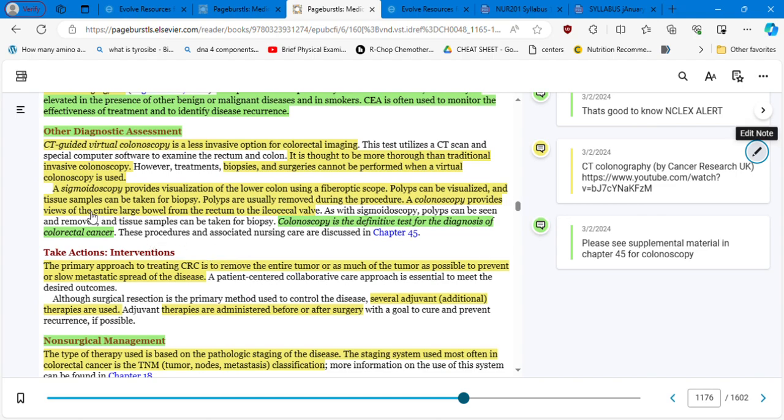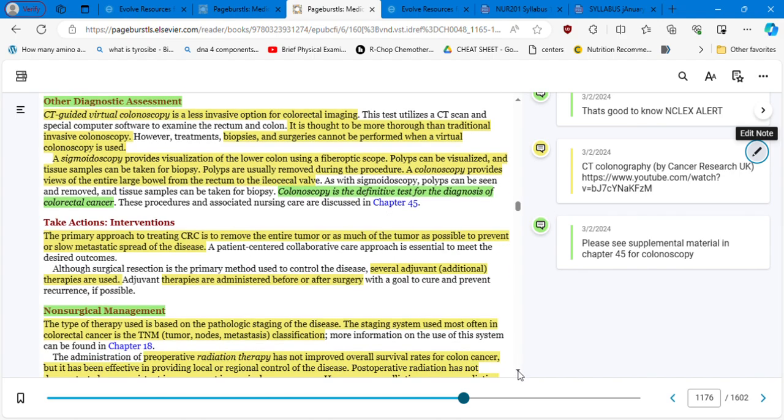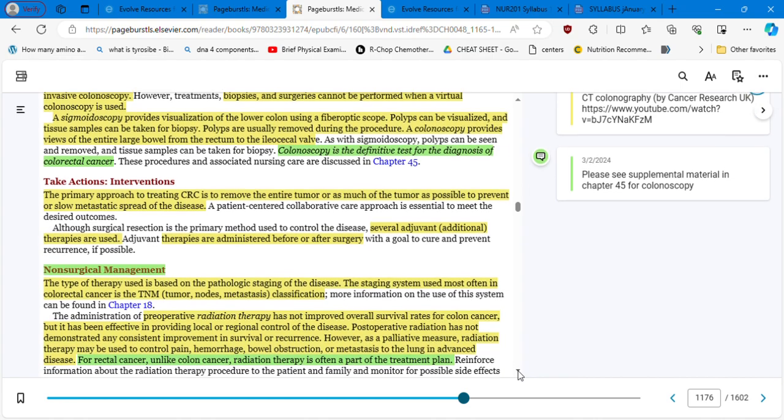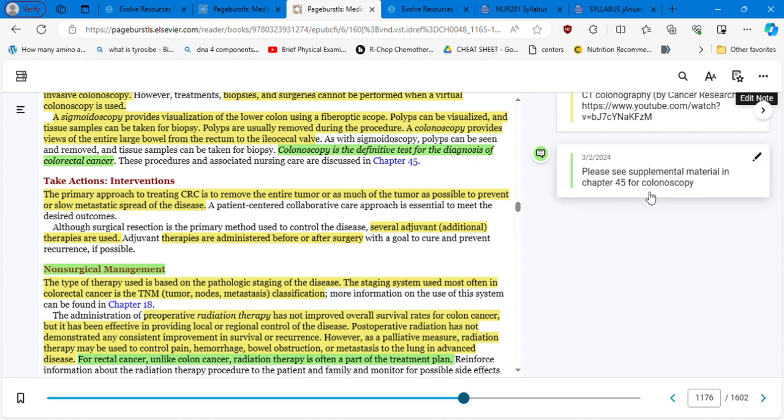So during the sigmoidoscopy, which is the colonoscopy, also they can remove polyps. Polyps can be visualized and tissue samples can be taken for biopsy. Okay, and colonoscopy is the definite test for the diagnosis of colorectal cancer. Please see supplemental material in chapter 45 for colonoscopy. There are videos there.